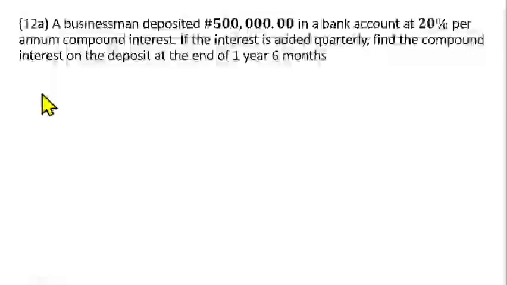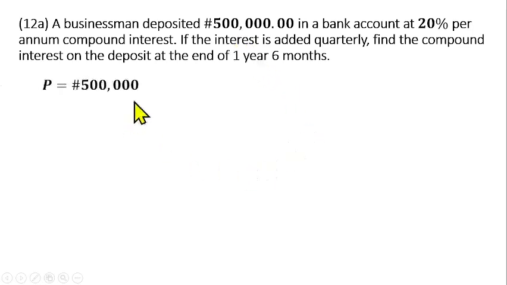Question number 12a is from the Arithmetic of Finance, and in this case we are talking about compound interest. A businessman deposited 500,000 in a bank account at 20% per annum compound interest. If the interest is added quarterly, find the compound interest on the deposit at the end of 1 year 6 months. Like I said, the question is from compound interest.